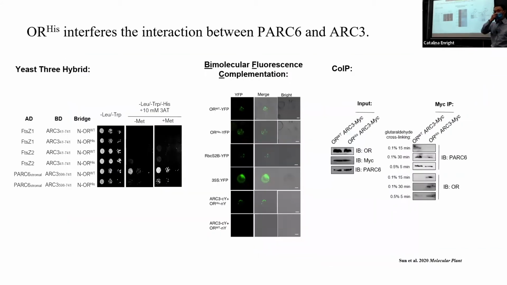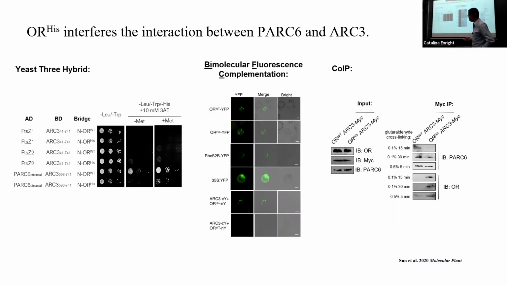So then we checked the interaction between ORHis and those chloroplast division factors, and we found that ORHis can interact with AX3, which is an important division factor for chloroplast division. Normally, AX3 will interact with PX6, but when ORHis binds to AX3, it will compete with PX6 to bind AX3.